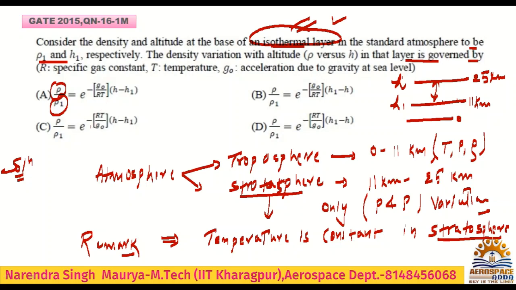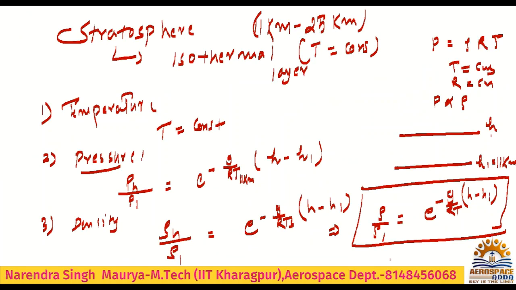Remember, h is the altitude at any altitude, and h1 is the altitude at the base of isothermal. Base of isothermal means 11 kilometer. Above 11 kilometer we have the stratosphere, below this it is troposphere. I hope you understood. Simple one. So this answer is correct. Your correct answer is option A. All right, now we'll go for the next problem.